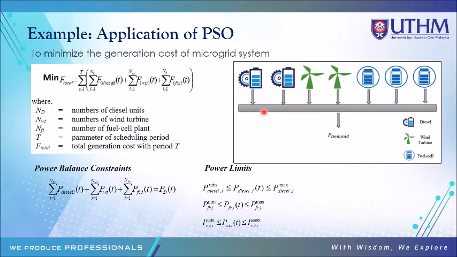This power output becomes our variable. We will try to determine the best power output for generator 1, generator 2, generator 3, and so on. Those are the parameters that we want to determine by using the optimization algorithm.